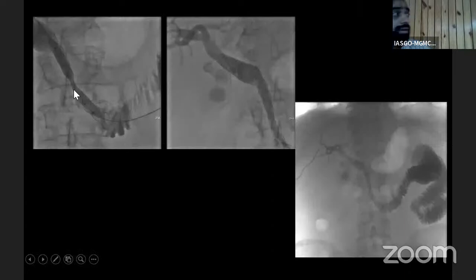So here you can see the metallic stent is stenting the stricture of the distal CBD, and post placing the metallic stent, we did cholangiography, and it shows the contrast flowing through the stent. External drainage was put after the stent placement. We usually put external drainage to secure the access in case of hemobilia, or in case of stent obstruction, we can have access.